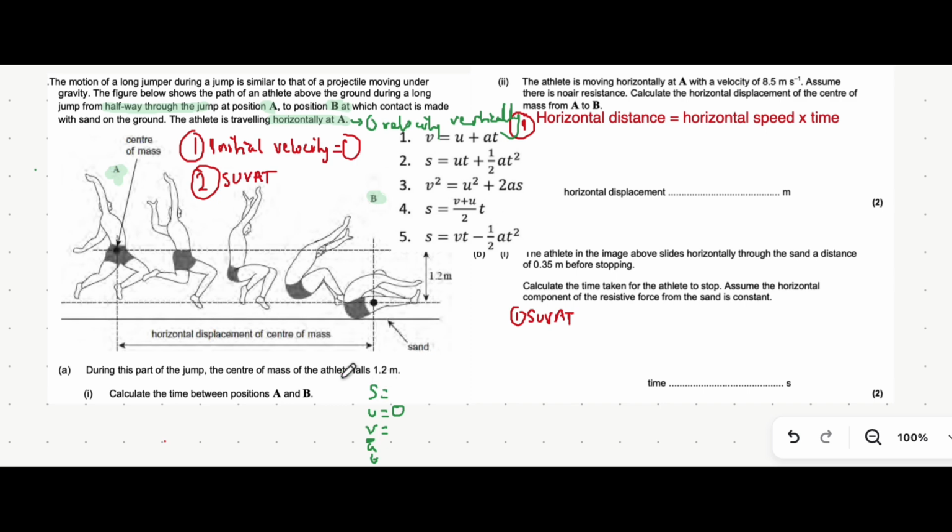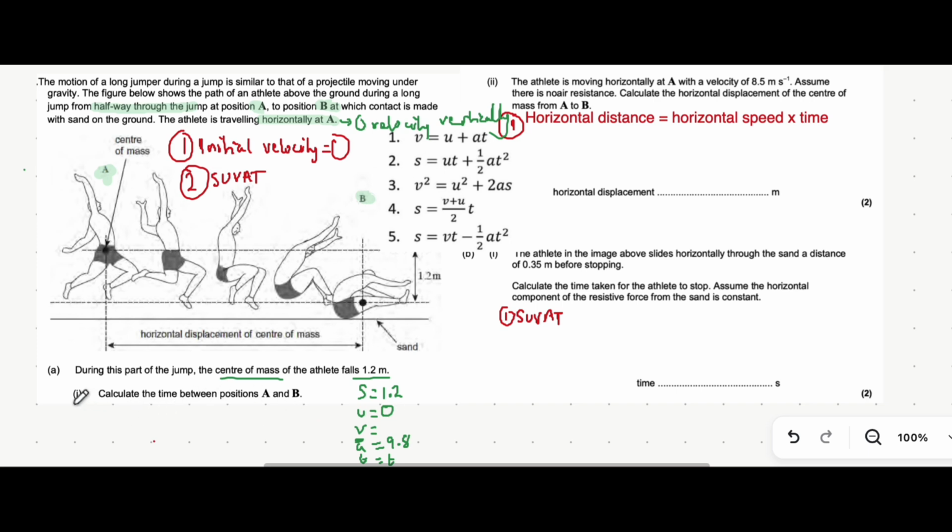Now vertically, we also know that the person is falling 1.2 meters because it mentions that their center of mass falls 1.2 meters. So that's the displacement. We also know that vertically, a person would go downwards due to gravity. So the acceleration is due to gravity, and that's a value of 9.8. And you want to find the time in between A and B.